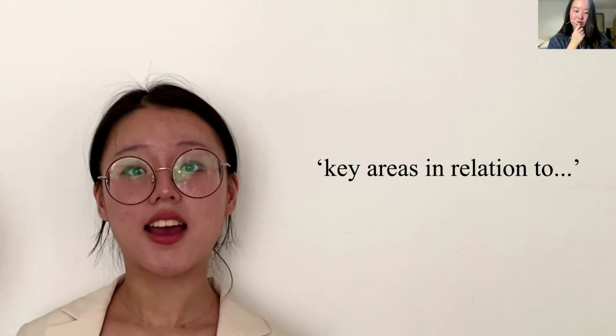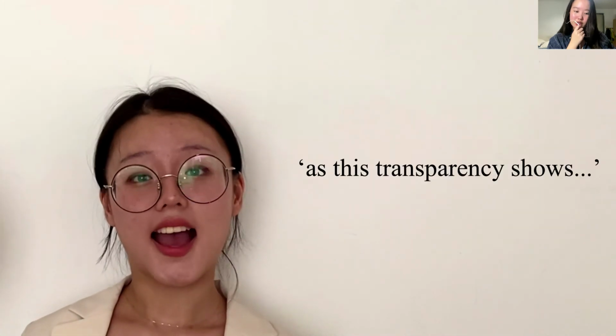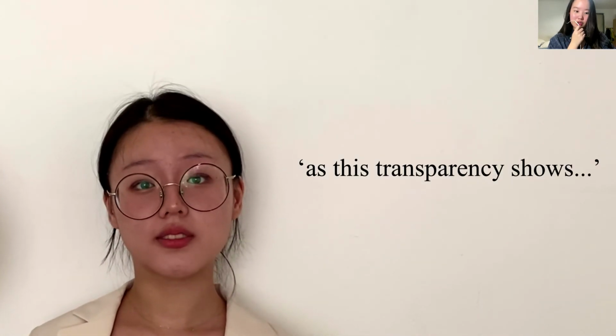When she is all done with her first topic, she moves to the second by saying, "That's all I have time for on durability. Now let's look at the second point." During this part, Iso may use phrases like "as you can see," "key areas in relation to," or "as this transparency shows," to further expand her ideas in much smoother ways.